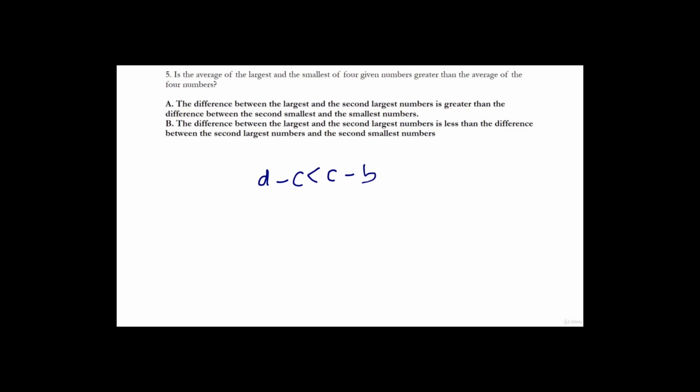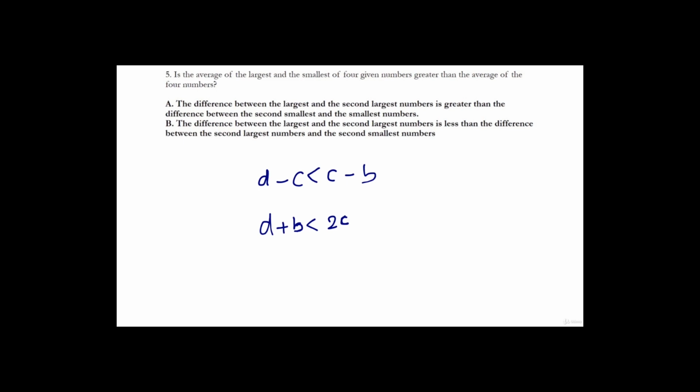So from this we get D plus B is less than 2C. D plus B is less than 2C, and we do not have any comparison or any relation to get the value of A.